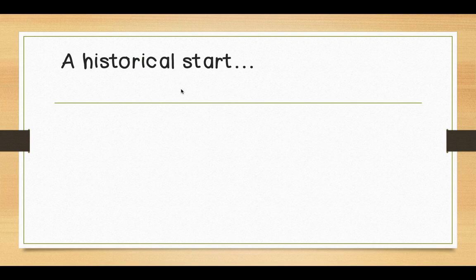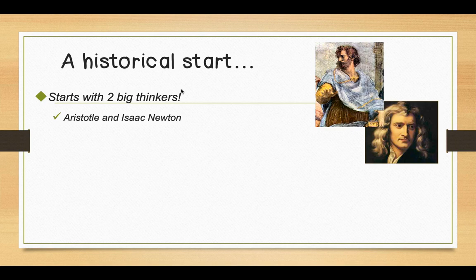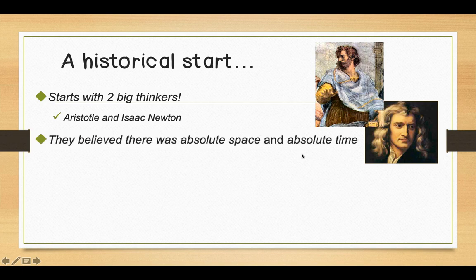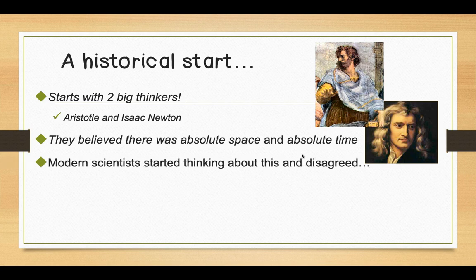Now that we've got the background around the idea of what this Big Bang Theory is, let's figure out where it came from. So a historical start. There are two big thinkers we need to give credit to: Aristotle, an old Greek philosopher, and Isaac Newton, who was more of a modern scientist. Even though they studied things hundreds of years apart from each other, they both believed that there's absolute space and absolute time.